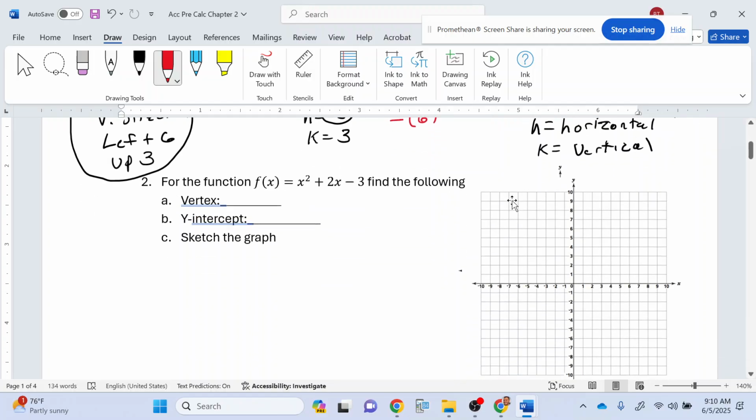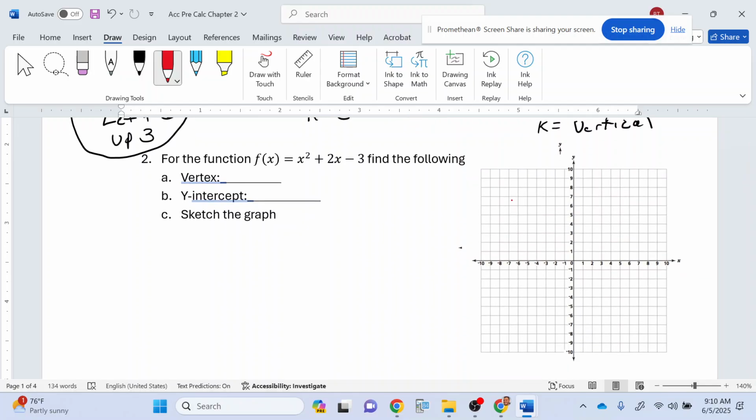All right. Next one. For the following function, find the vertex, y-intercept, and sketch the graph. To find the vertex in quadratic form, you could use -b over 2a, my bad. Or you could change it to vertex form by using complete the square. That's a lot of work. I wouldn't do that. So your a value, for a quadratic, y equals ax squared plus bx plus c: a is going to be 1, b is going to be 2, c is going to be -3.